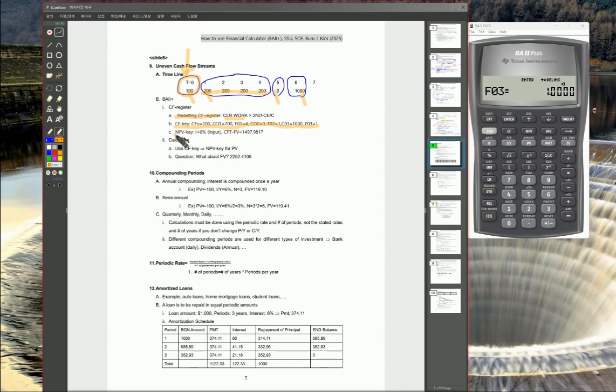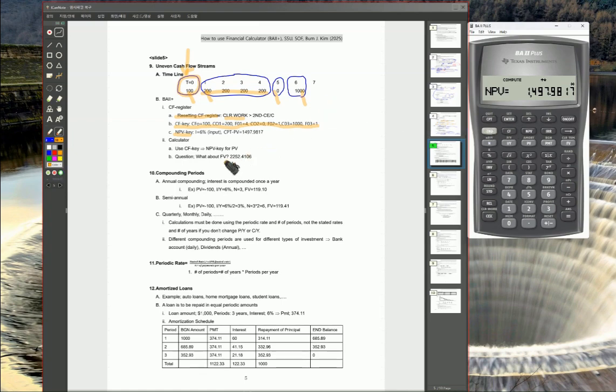Now you need to go to the NPV here, and as soon as you press the NPV key, it shows you need to enter I. So I here is an input. You should remember I as input, 6%. Okay, and go down. So you have a compute indicator here, so simply you can press compute. 1497.9817 should be the answer. Okay, so with the calculator, you should know how to use the CF register, the cash flow register, to handle uneven cash flow streams.